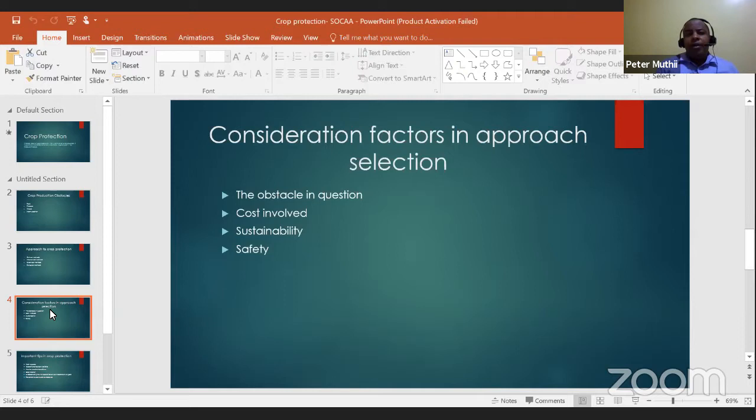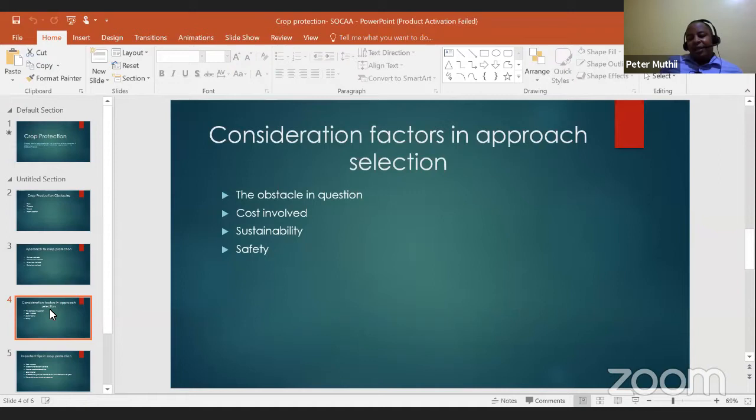The next would be when you're targeting a certain pest. For example, you have a maize field, and you realize that you have some problem in that field. First of all, you need to understand how this pest exists in this crop.